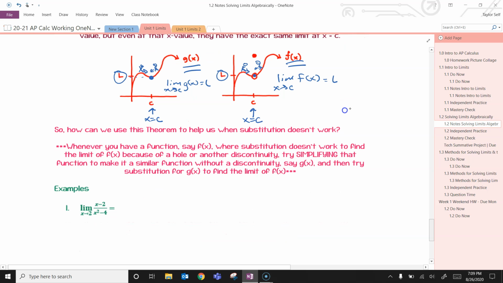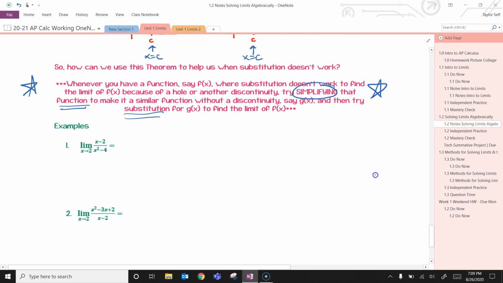So, how are we going to use that theorem when substitution does not work? Here is the trick. This is what you need to write down. You can write it in your own words. Whenever you have a function where substitution doesn't work because of a hole or another discontinuity, try simplifying. Simplify the function to make it a similar function without a discontinuity. So if we simplify the function f, it'll actually look like g. It won't have a hole, or it won't have a discontinuity. And then try substitution. So simplify, and then do substitution.